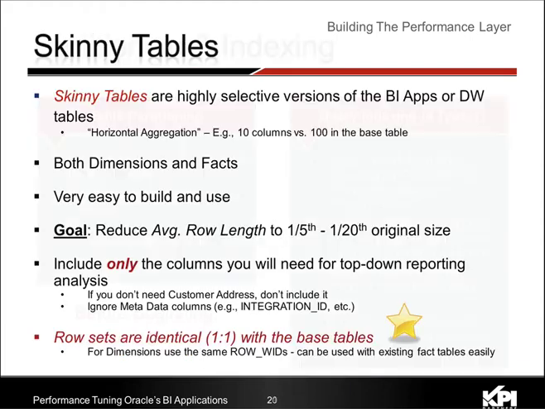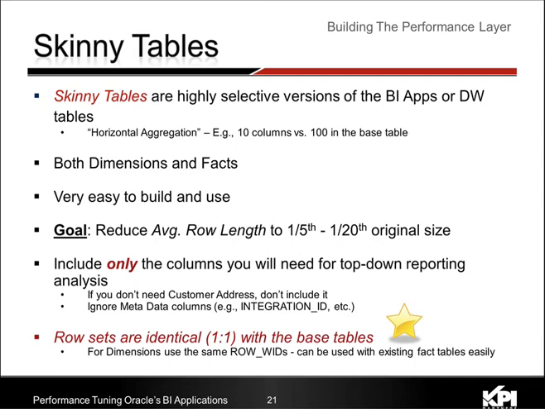Okay. Skinny tables, highly selective versions of the BI apps tables. Kind of think of it as horizontal aggregation. In other words, if I have 100 columns in my base table, I'm only actually using 10. So I'm going to make a new version of that base table that only has those 10 columns in it. And it's valid for both dimensions and facts. We have skinny dimensions and skinny facts. Very simple to build. In the next couple slides, I'll show you what that looks like.